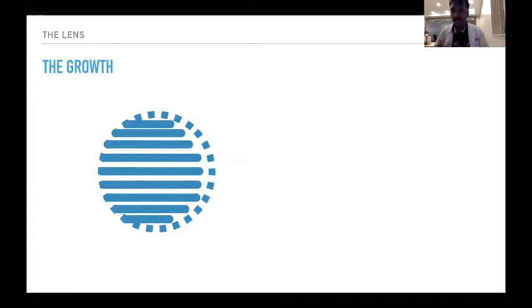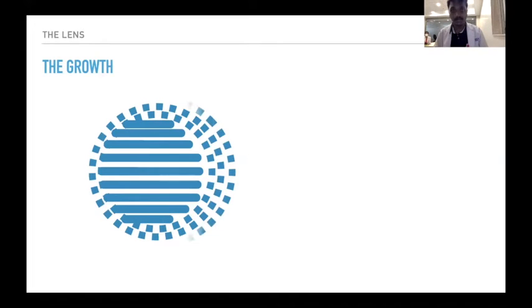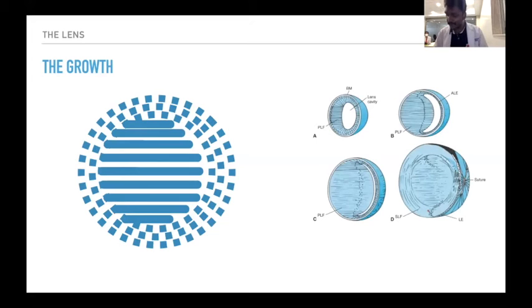What happens is they will not stay stagnant. They are also active. They are also forming another capsule all around. So they invaginate and then form multiple rows of cells all around the developing lens. So basically, this picture I have represented as an animation.